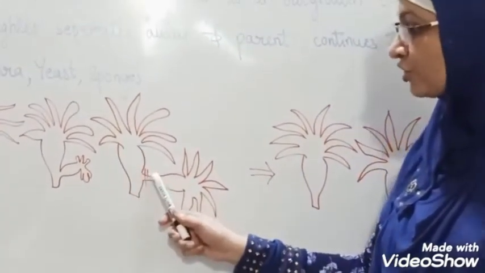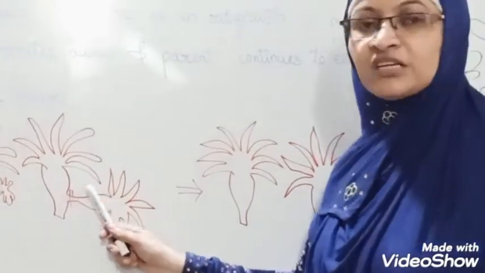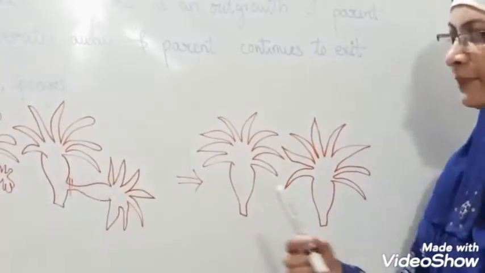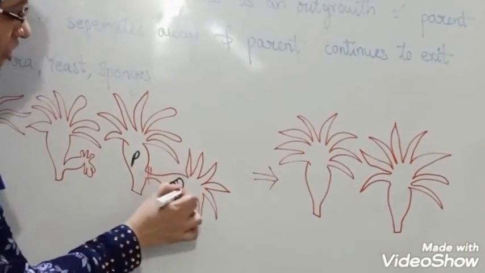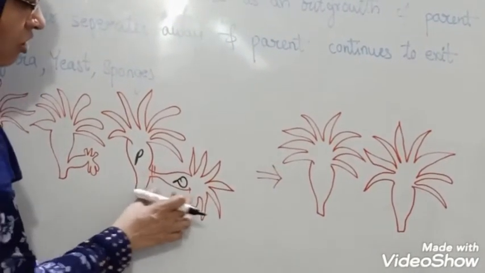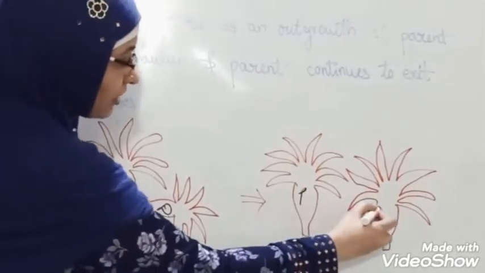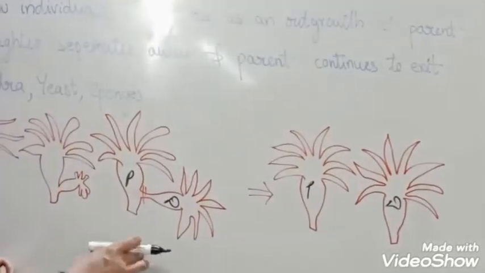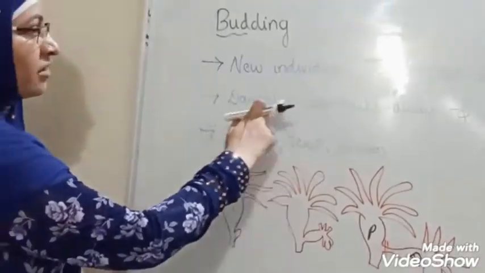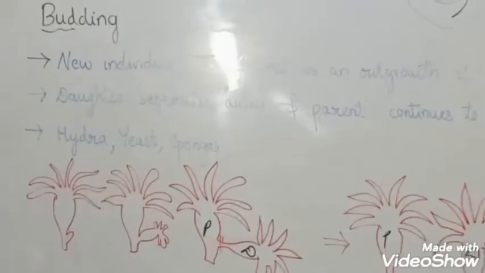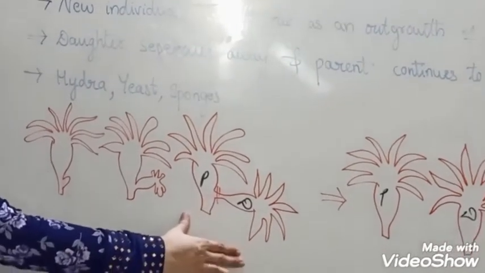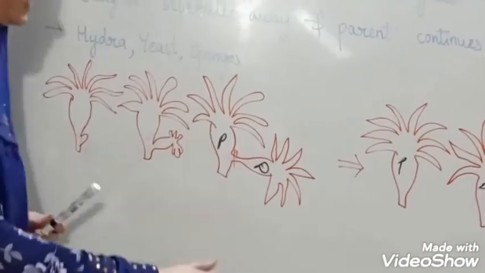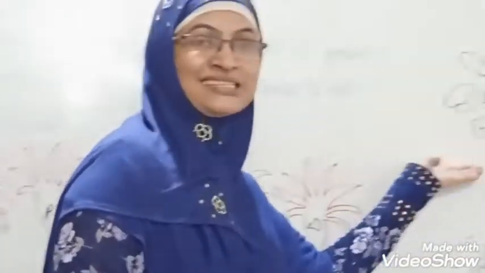And when it has grown to a big size and has matured, it divides here. Now you can see that this is a parent hydra and this is a daughter hydra. Here the parent hydra also exists and the daughter hydra also exists. So this is why I said that the daughter cell separates away and the parent continues to exist. Budding takes place in hydra, but budding also takes place in yeast cells.